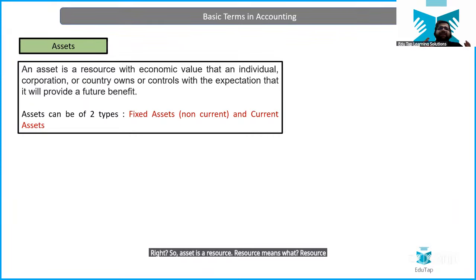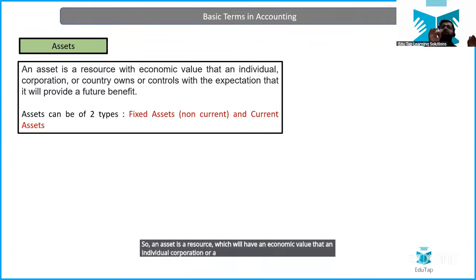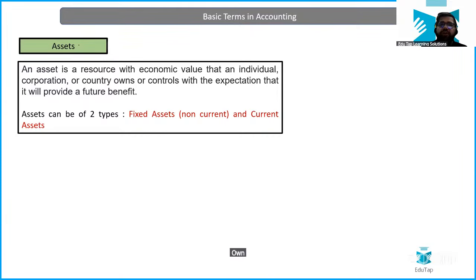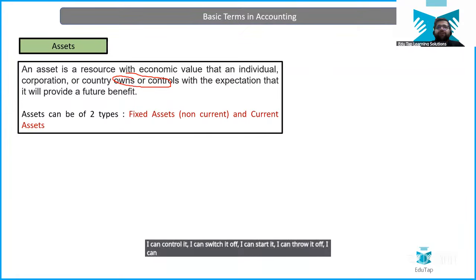Resource means something which I am able to use. Can I use this mobile phone for my activities? Yes, I'm using. Can this bottle be used? Yes, I'm using. So an asset is a resource which will have an economic value that an individual, corporation, or a country owns or controls. Means what? Your property only, right? Today, I have this particular phone. I am calling this as my property. Why? Because I am the owner of it. I can control it. I can switch it off. I can start it. I can throw it off. I can do whatever I want to do, right?